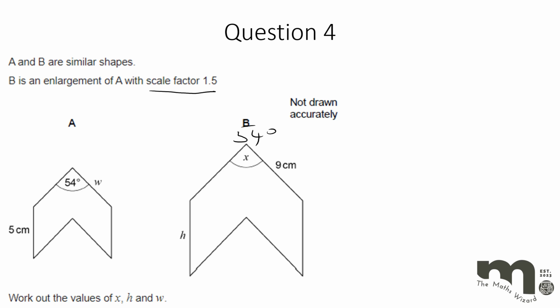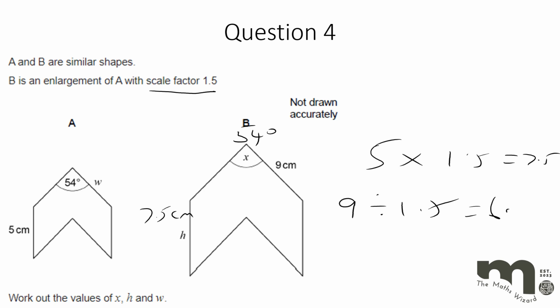Right, now if we do H, well, we've got this 5 centimeters here, so we can multiply that by 1.5, and that will give us the length of H, which is going to be 7.5 centimeters. And then with 9, we're going back down to the smaller shape for the W. So 9 divided by 1.5 is going to give us 6 centimeters for that one. And that is it for this question.